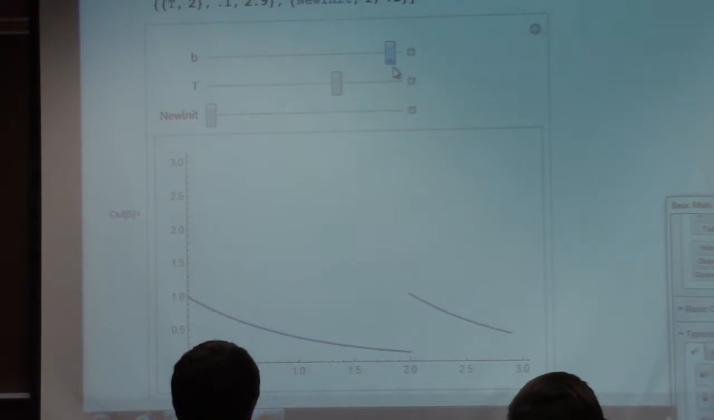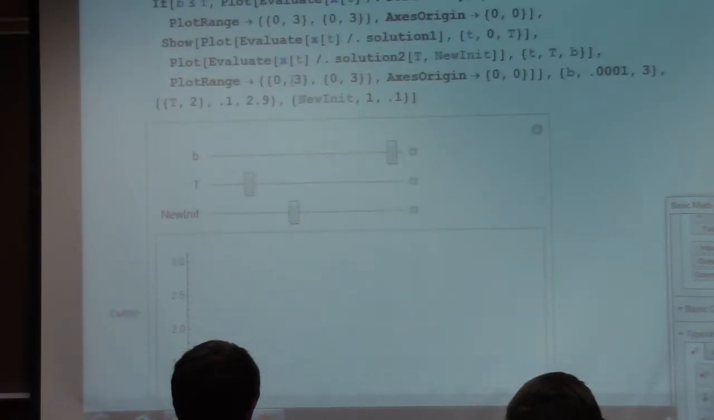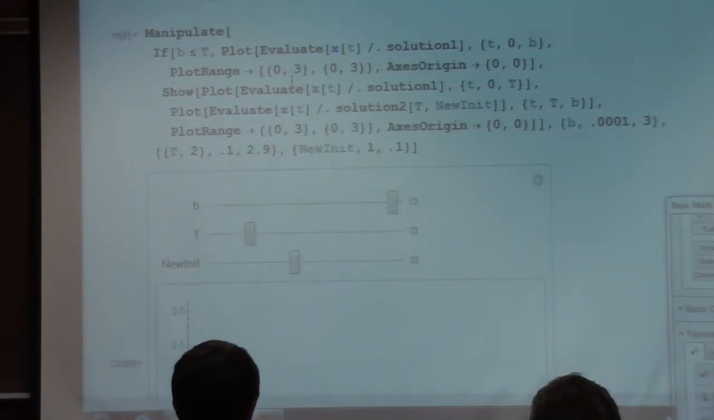It's still sort of shifting in this range. Okay, but it's basically working. I can now change capital T back and forth. I can also change the new initial condition. So doing something like this is one way to attempt to allow yourself to vary the moment in time that you change the spaceship's velocity and also change that new velocity.